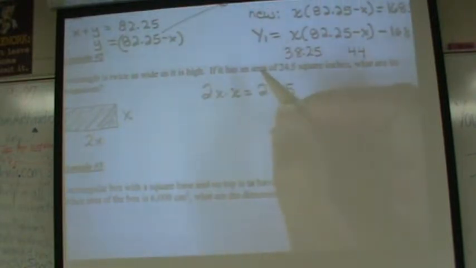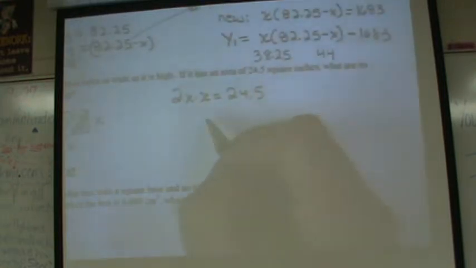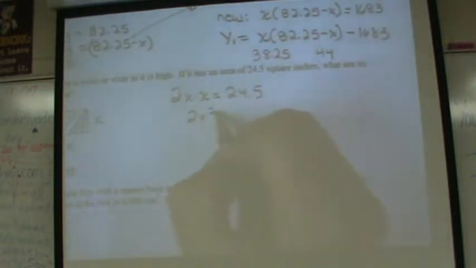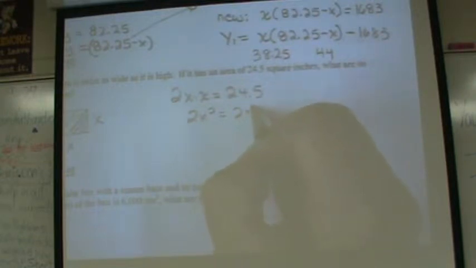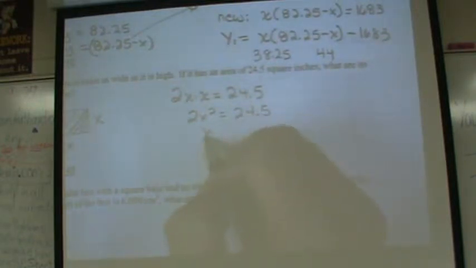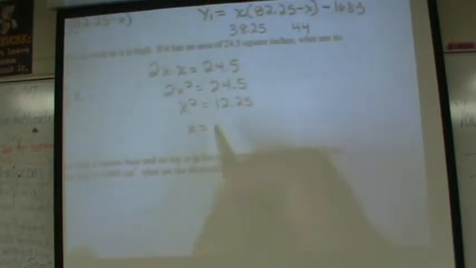Now this, you really don't need the graphing capability like you did here. So we're just going to do this like we did in section 2.2. We're going to divide by 2. Then take the square root of both sides, and you're going to get plus or minus 3.5. You ignore the negative answer. Just keep the positive one.